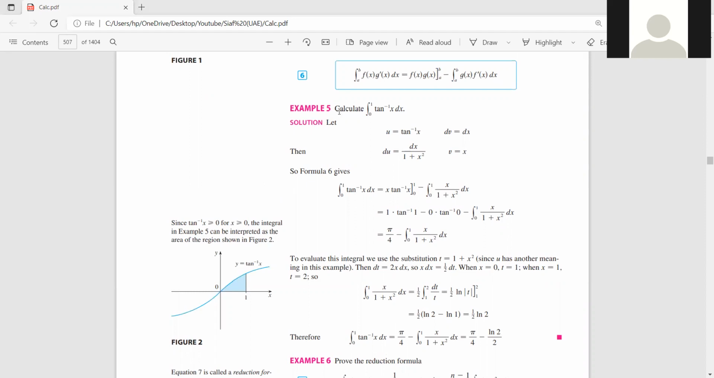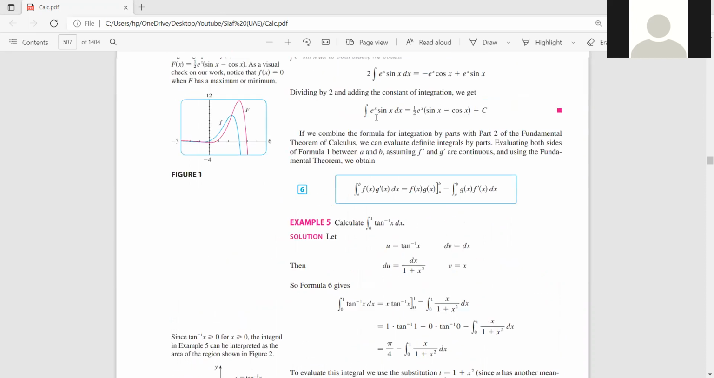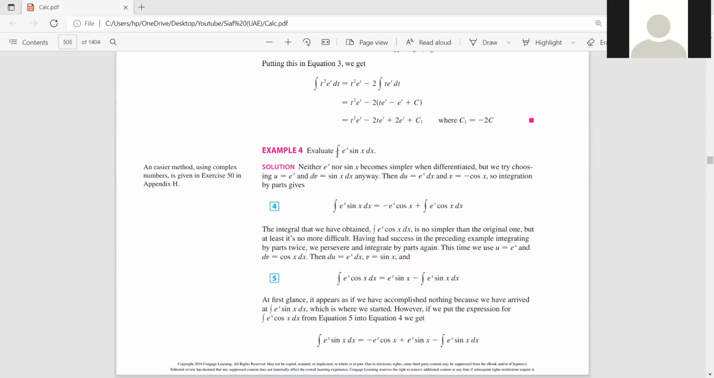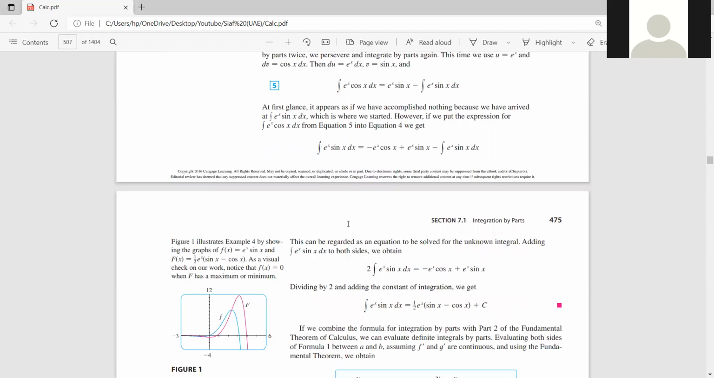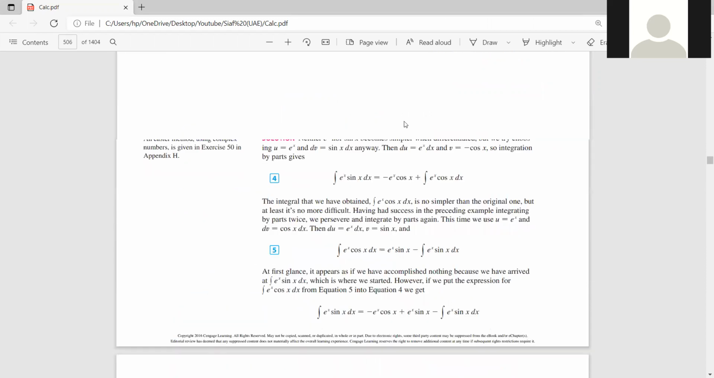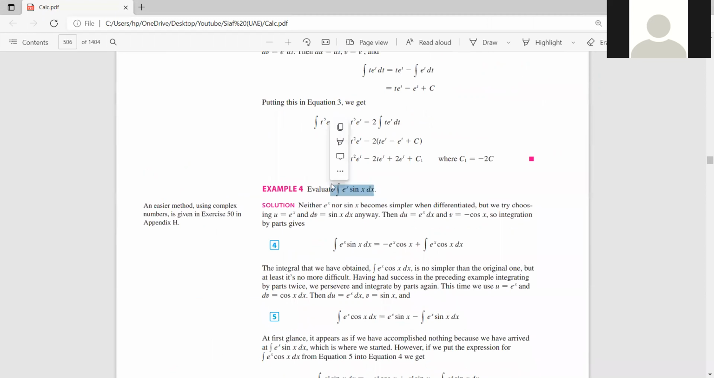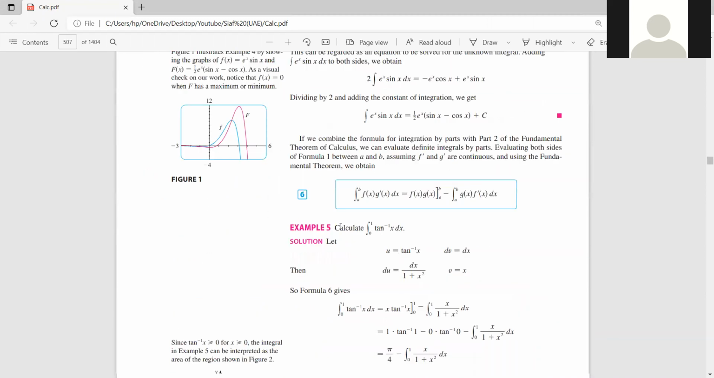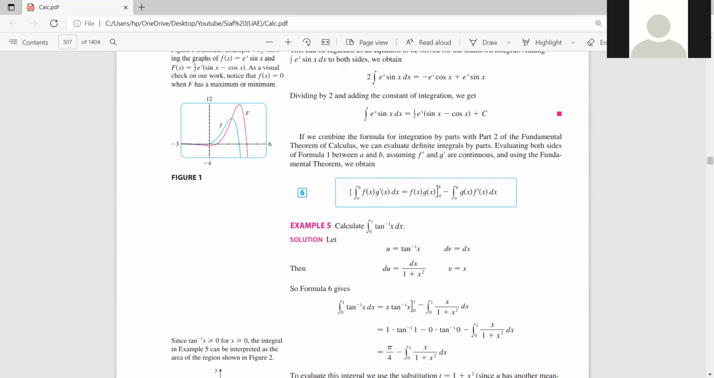Okay, the question is to calculate the integral of tan inverse x dx, evaluated from 0 to 1. So far we were doing questions where a limit was not given. We had to just take the integral of a function without any limit. But in example number 5, we have a limit. We have to integrate that function from 0 to 1. Those are called definite integrals. The earlier questions were indefinite integrals. These are definite integrals, and the formula is the same.